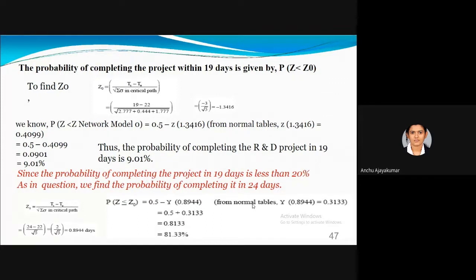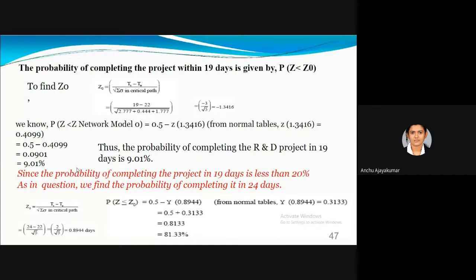From that we get the Z value corresponding to 1.3416. Yeah, you might have used these normal tables in your maths classes, that small 5 to 6 page book with the blue color. From the corresponding Z value, you are getting the value as 0.4099. So you will get the probability as 9.01%. So 22 days is taken to complete the project, and if you are planning to complete in 19 days, the probability is 9.01%.